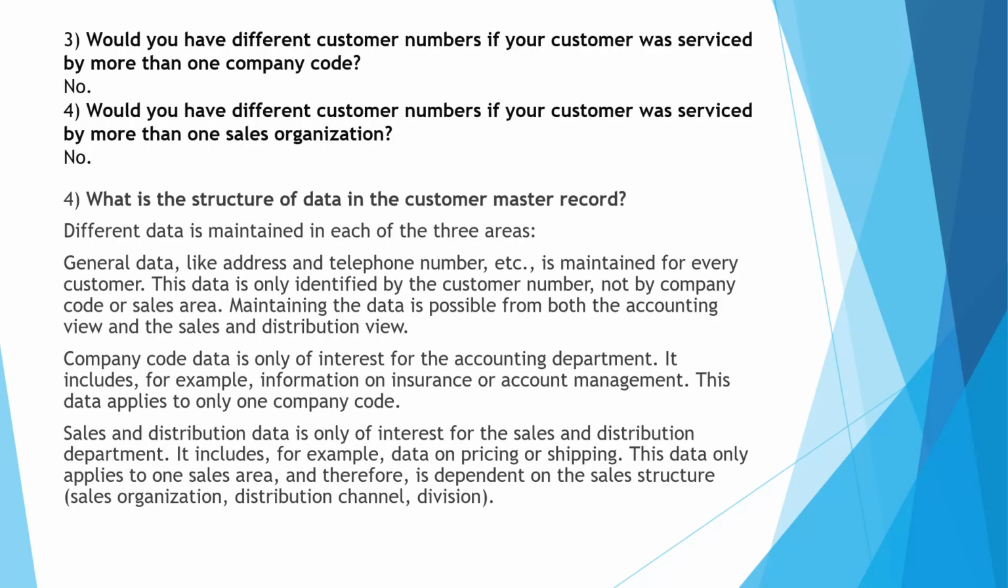Under company code data, the reconciliation account number, GL number, insurance, account management, bank account details, everything will be maintained. And the sales and distribution sales area data includes pricing related and shipping related data. Sales organization, distribution channel, division, everything will be maintained in the sales area data.